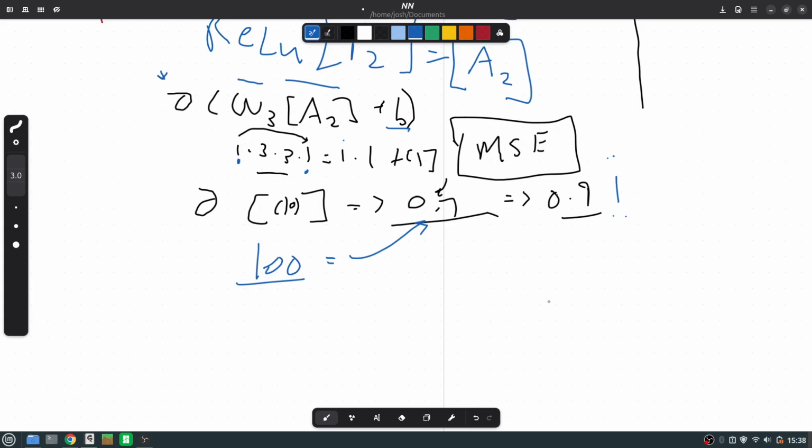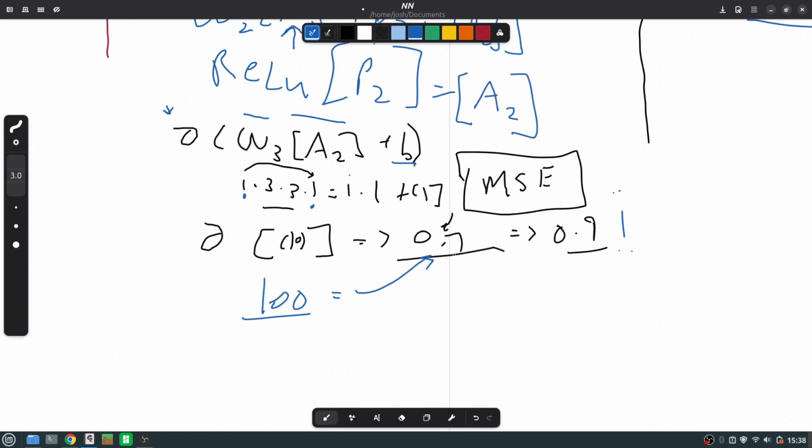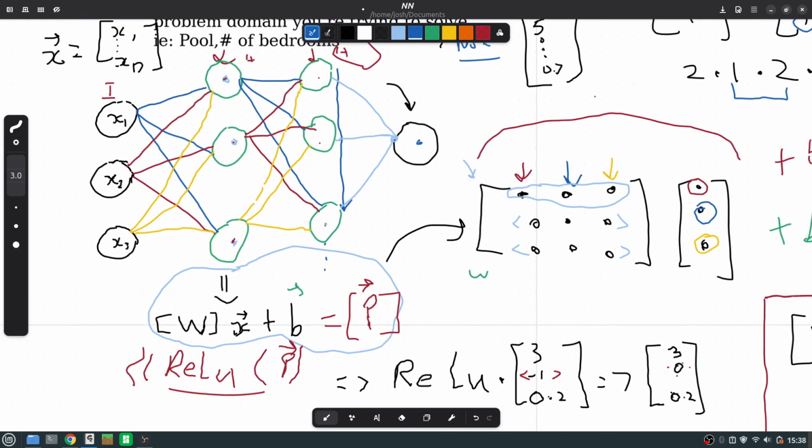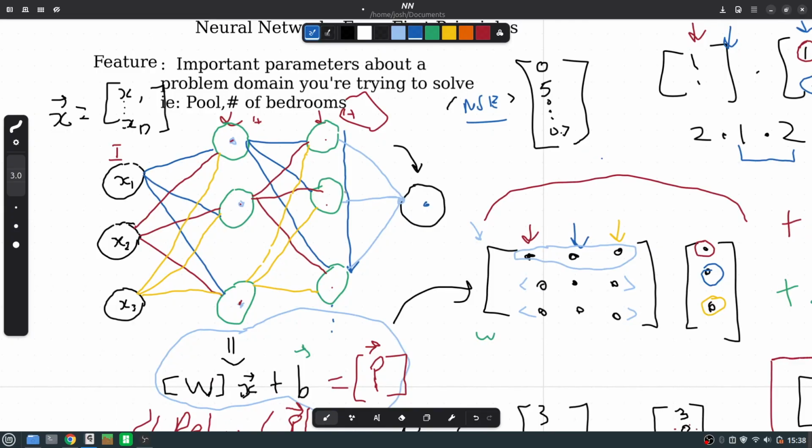Okay, and that's how your network is going to be able to give you accurate predictions. So it's really just one big mathematical function. And that's pretty much everything you need to know about the forward pass, right?